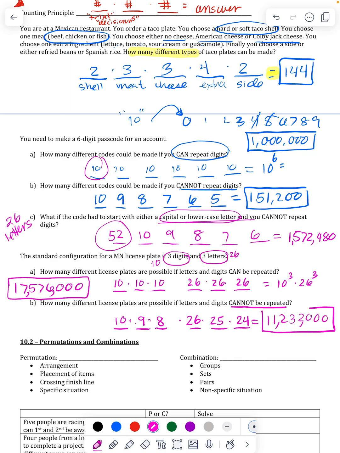All right. So that's our fundamental counting principle, is just knowing how to say, hey, how many choices do I have in each of these spots? And then multiplying them all together.